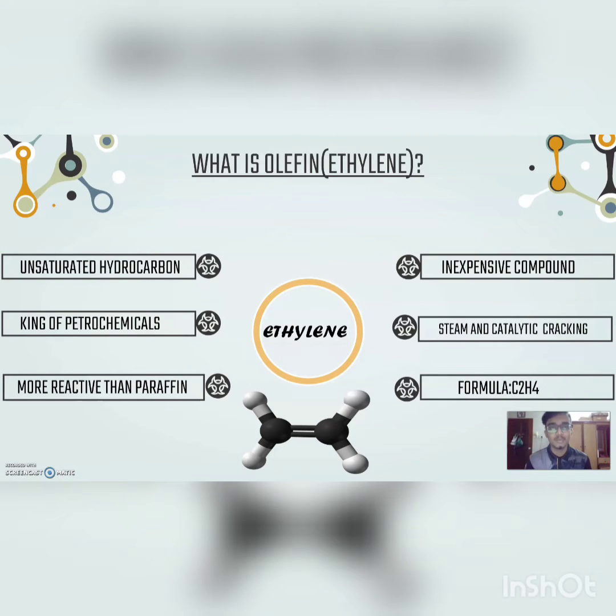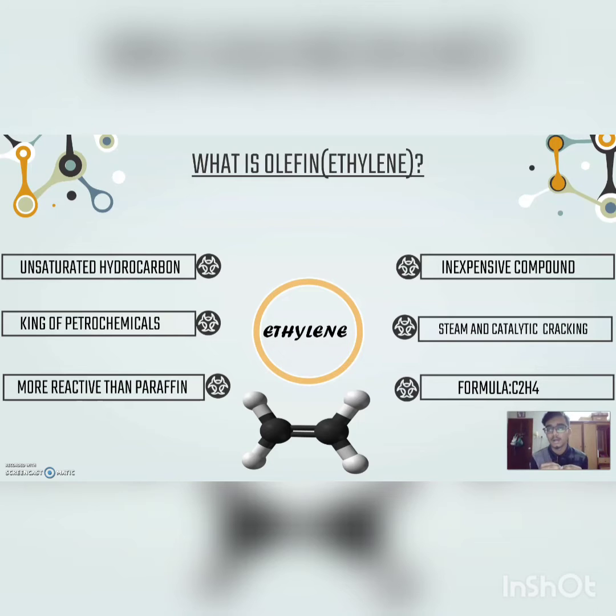So basically, what is olefin? Olefins are unsaturated hydrocarbons. It is because of the carbon to carbon double bonds, so it is called an unsaturated hydrocarbon. Specifically, ethylene is known as the king of petrochemicals, and olefins, which can also be ethylene, are more reactive than paraffins, which are alkanes.